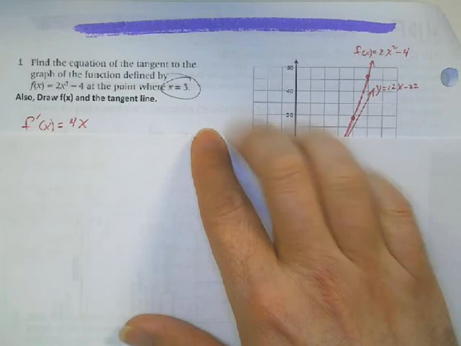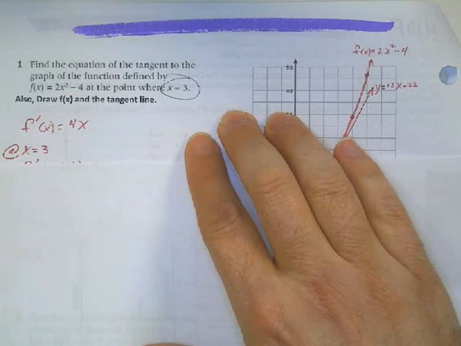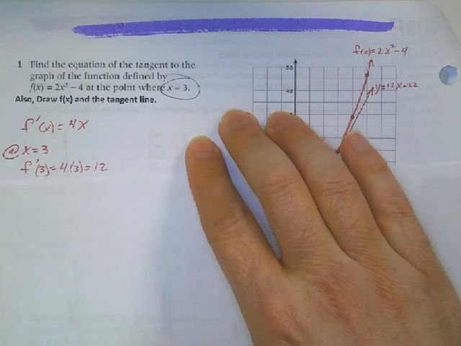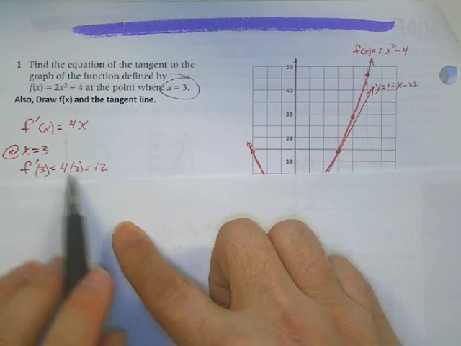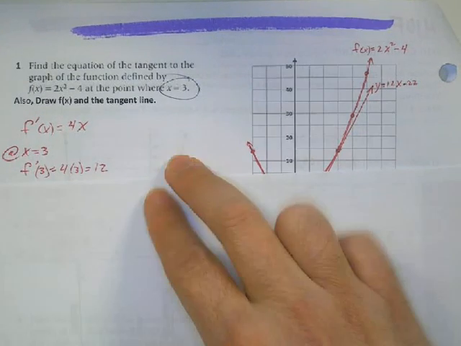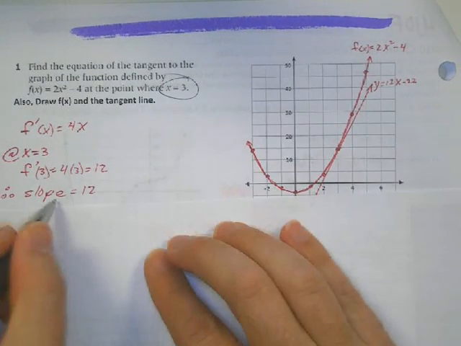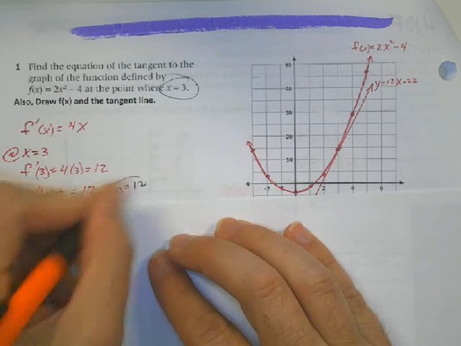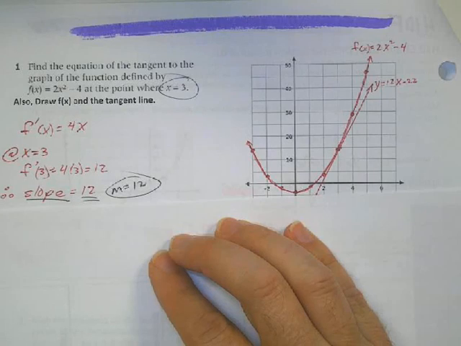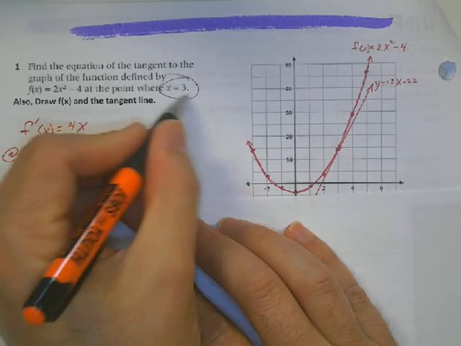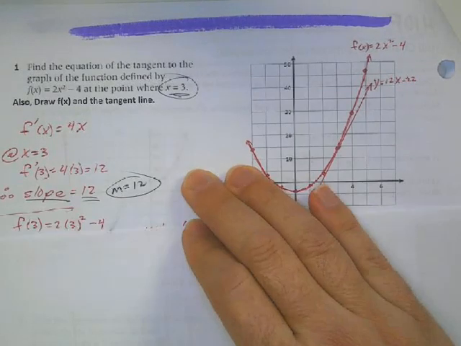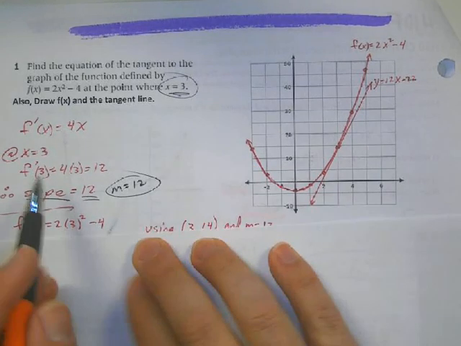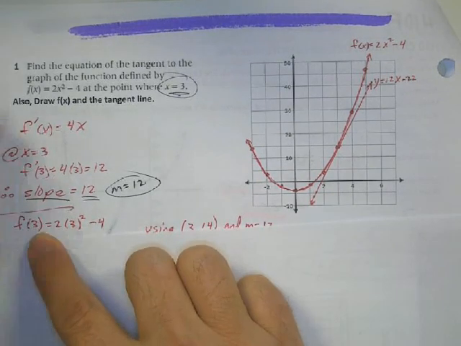So I'm going to plug in 3 in place of x, and then I have 4 times 3, and I get 12. So that means my slope is 12. That means m is equal to 12. Okay? And when x is 3, I also need to figure out the y value. To figure out the y value, I'm going to plug in 3 into my original function.